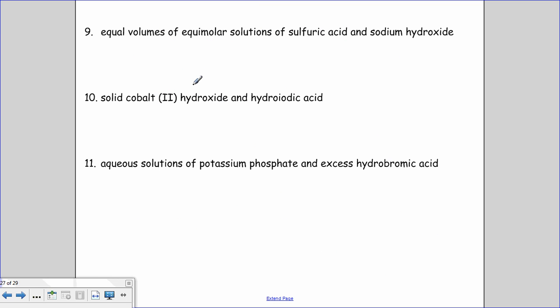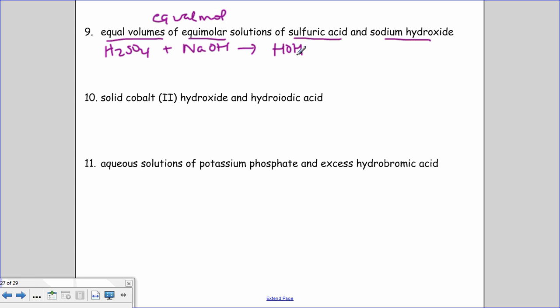Alright, there's the last 3 here. Equal volumes of equimolar solutions of sulfuric acid and sodium hydroxide. That means we have equal moles, because volume times molarity is going to give us moles. Alright, so sulfuric acid is H2SO4 plus sodium hydroxide. If we have equal moles of these, then let's just say we have 1 and 1. 1 mole of hydroxide can neutralize 1 mole of H+, making 1 water, leaving an H+ with the sulfate here.